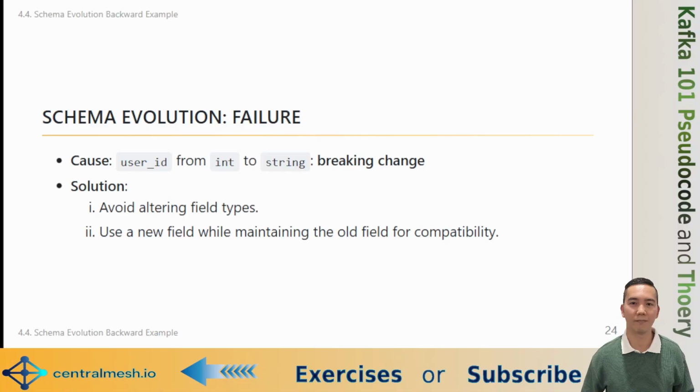How can we fix or avoid this? Here are some best practices. Number 1. Avoid incompatible changes like changing field types. If a change is necessary, introduce a new field, user ID string, while keeping the old field for backward compatibility.